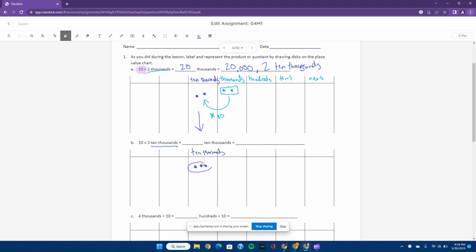And again, when I multiply by 10, what happens is they move to the next largest place value, which in this case would be the 100,000s. Okay, so now I have 3 of these 100,000s. So 10 times 3 10,000s would make 30 10,000s, and 30 10,000s is actually equal to 300,000.